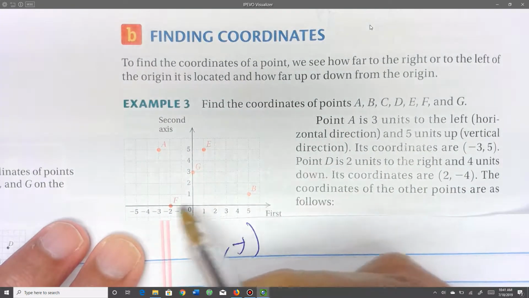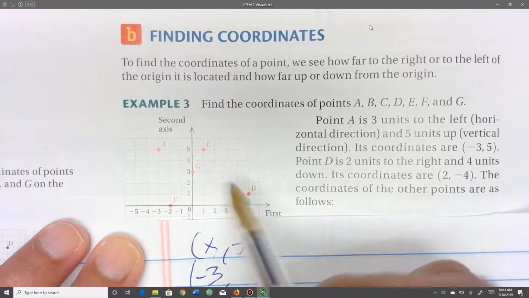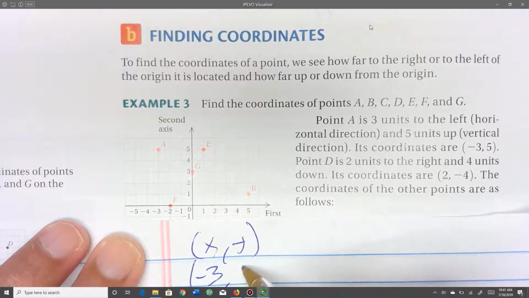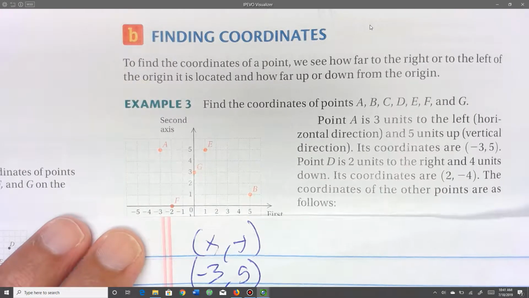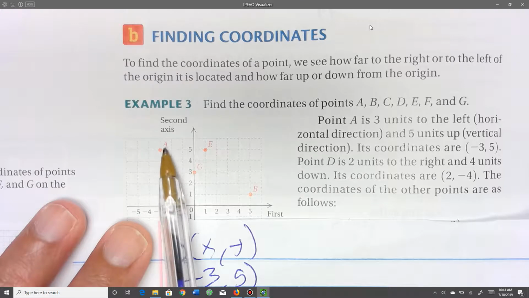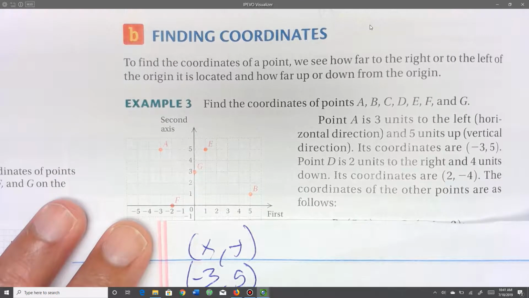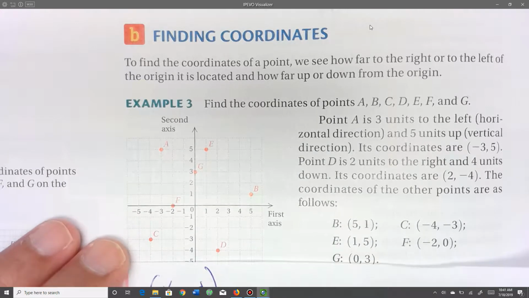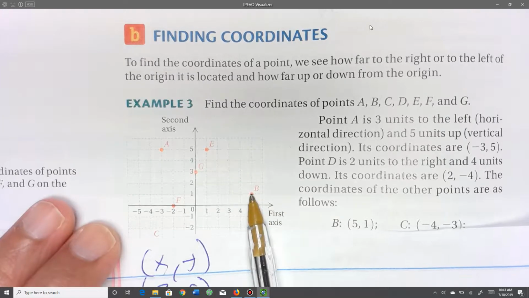Well, I can see that my x value is -3, and my y value is +5, and that's it. The ordered pair for point A is (-3, 5). Yeah. All right, what about B? Oh, right here.